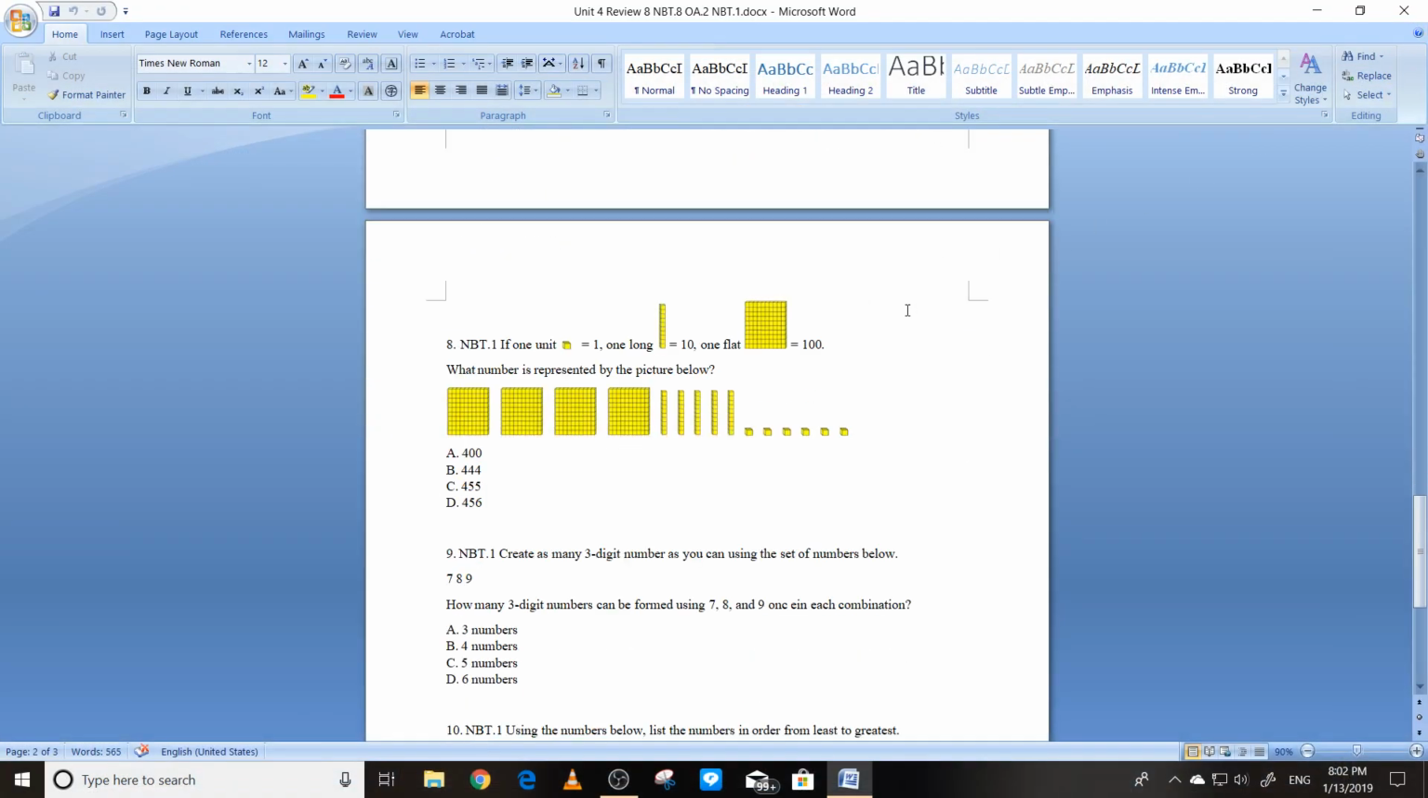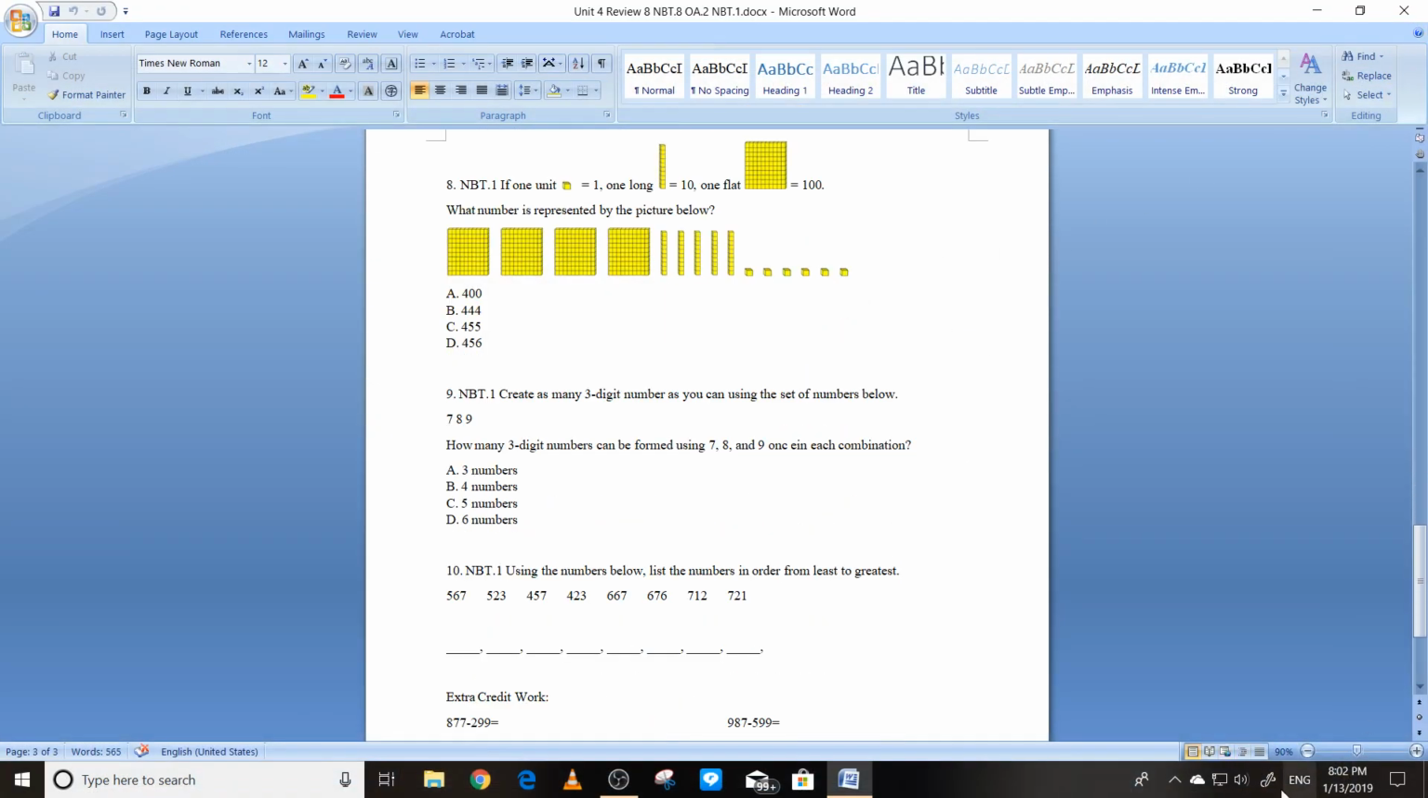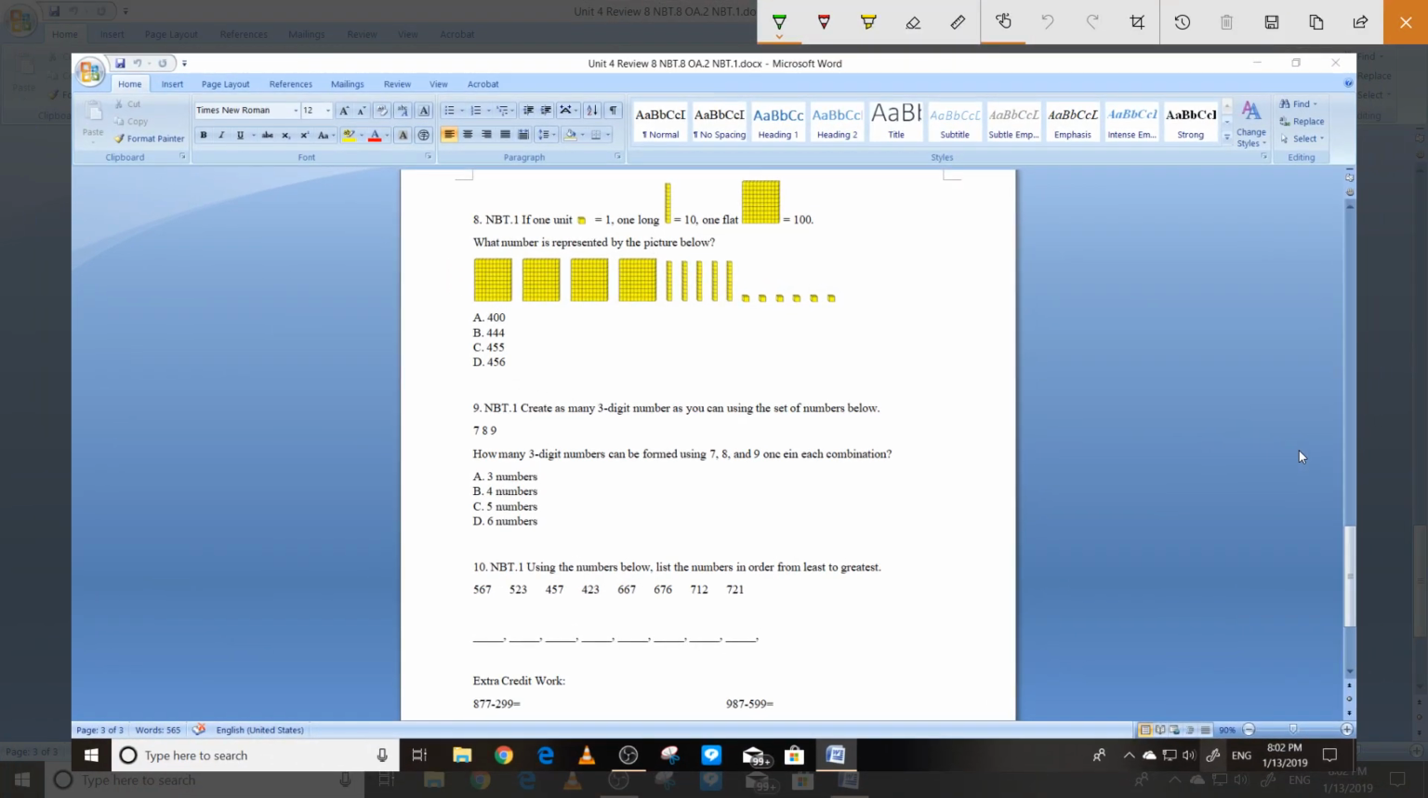Let's take a look at number 8. Number 8 is very interesting. It says, if one unit is one, one long is 10, and one flat is 100, what number is represented by the picture below? So we just need to count here. That's all we need to do.